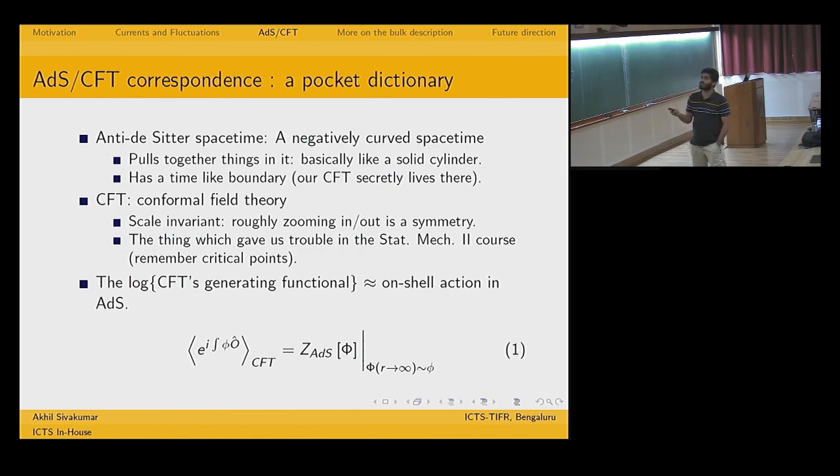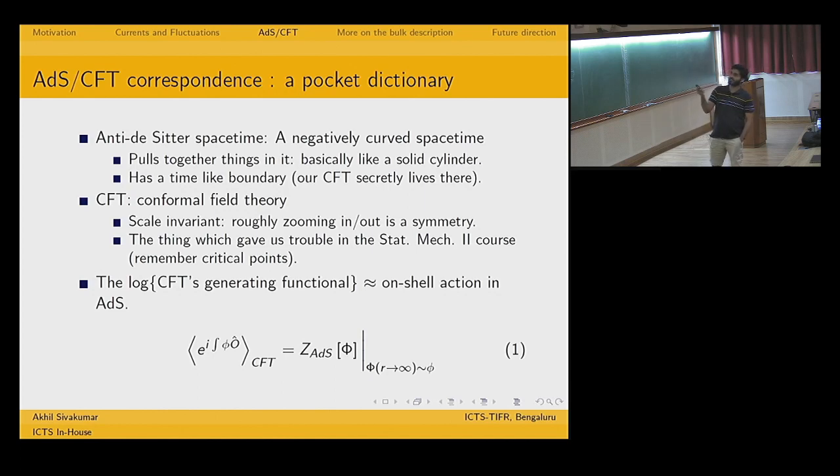Yeah. And the CFT, conformal field theory, is scale invariant. Roughly, zooming in and out is a symmetry in this theory, and it's also the thing which gave us trouble in the StatMech 2 course. Remember critical points and all the scaling dimensions and all that discussion?